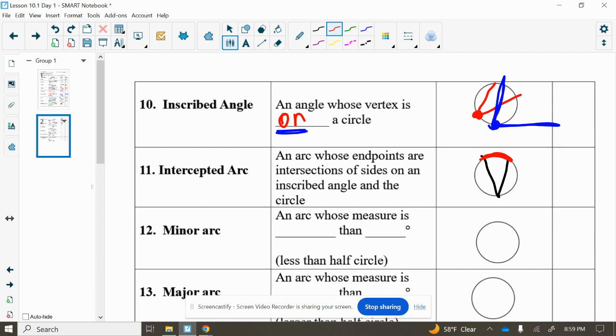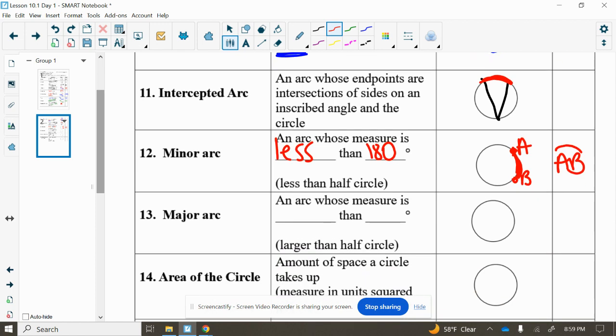A minor arc is an arc whose measure is less than 180 degrees. So these are going to be our arcs that are smaller than half of our circle, essentially. So for instance, over here, A to B, we would name it with 2 letters. Okay, again, it's less than half the circle, and we name it with 2 letters.